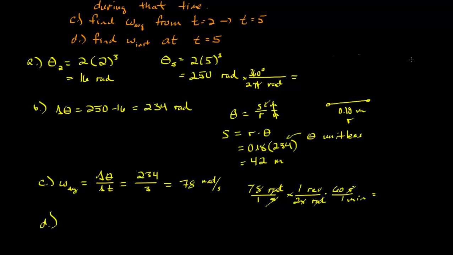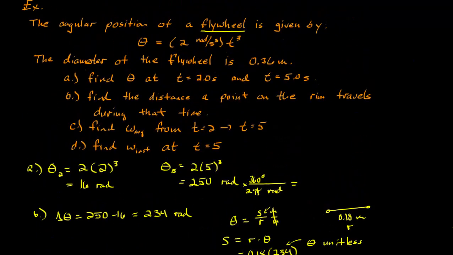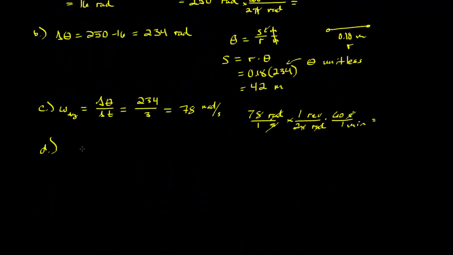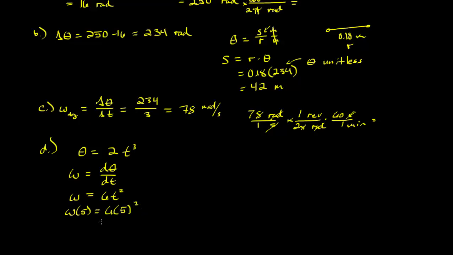All right, and then finally D. Let's find the instantaneous at 5 seconds. Theta was given by the function 2t cubed. We want to know the instantaneous, which is the derivative of the position with respect to time. And so that would be 6t squared. That would be omega. So omega at 5 seconds is going to be 6 times 5 squared. So 25 times 6, which is 150 radians per second. And that covers most aspects of it.